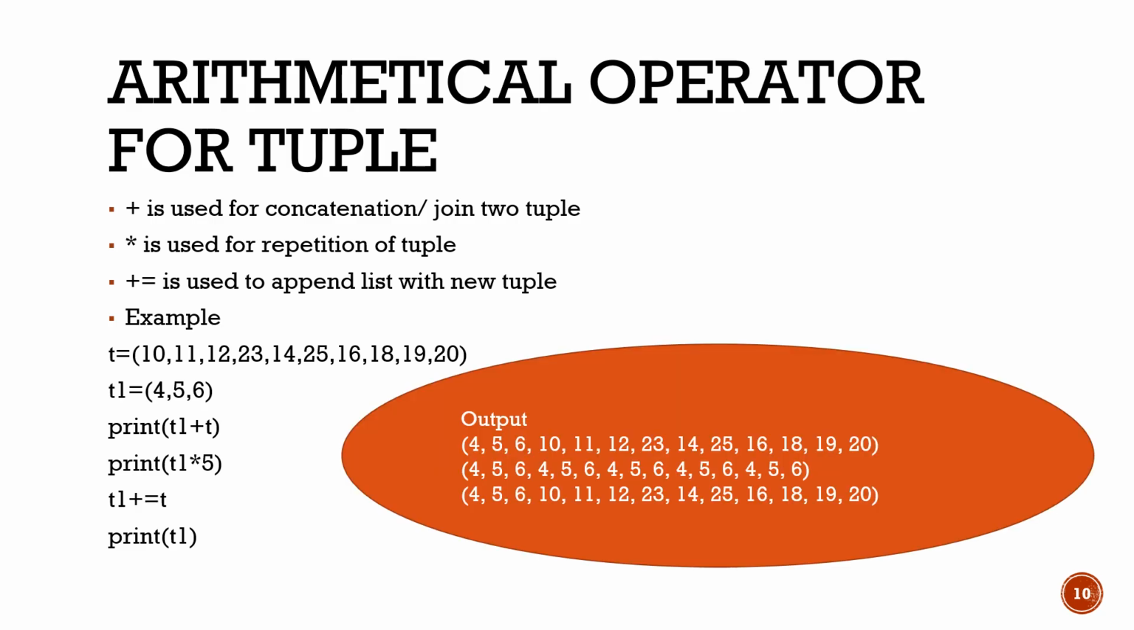So first is concatenation, which means here I just perform the operation. I do not update any tuple here. Now the next one is multiplication. It means it's going to display 4 5 6 5 times within a single tuple. Then t1 plus equal to t means I want to append to my t1 tuple new elements at the end. Those elements I want from the tuple t. So 4 5 6 elements are present in t1, and 10 to 20 elements I want from the tuple t.